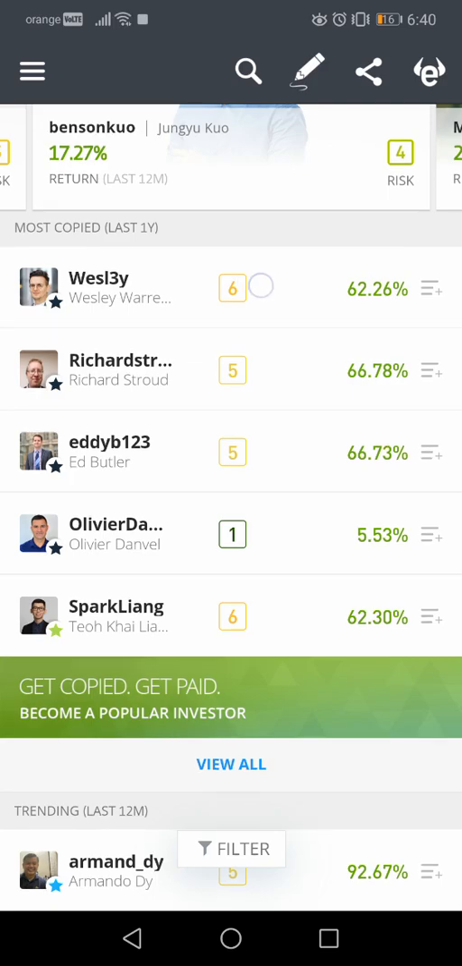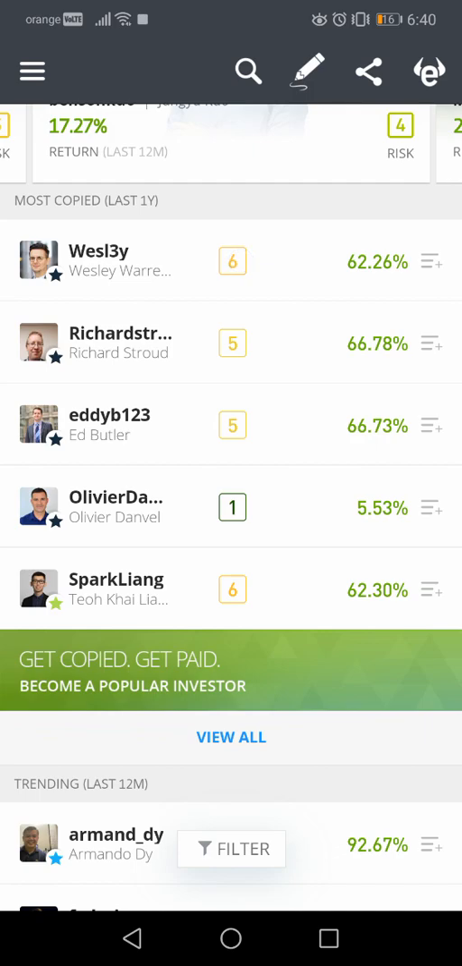So for these investors, this number will go higher if they are following a riskier investment strategy. And here you will see the percentage that their portfolio has grown in the last 1 year. So if you had started copying this investor 1 year ago, then your investments would have grown by 62%.